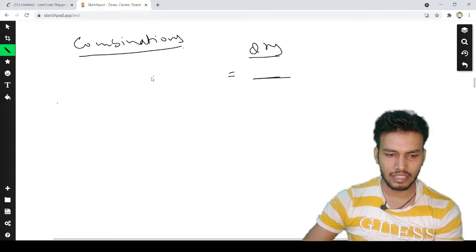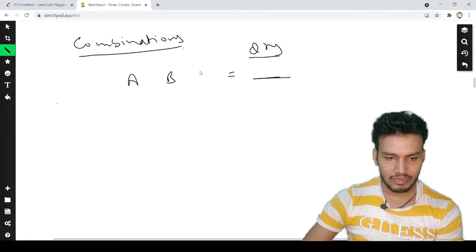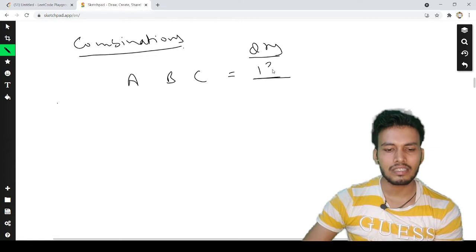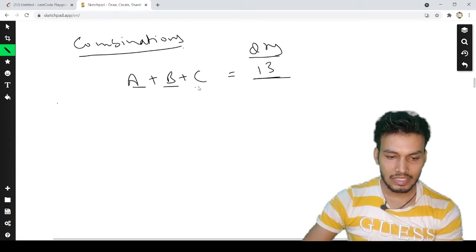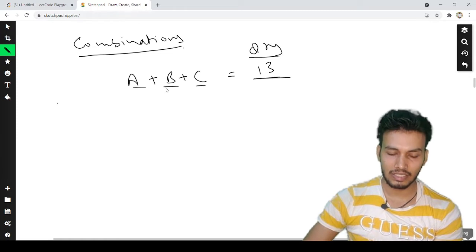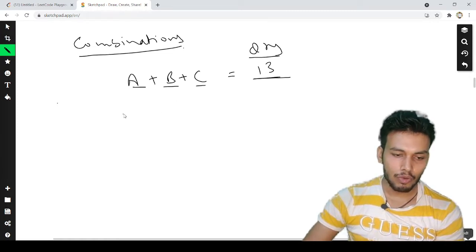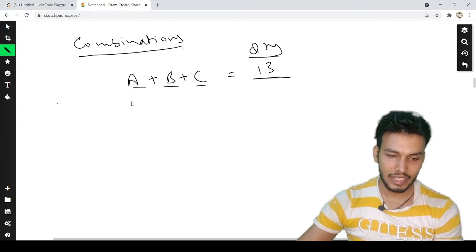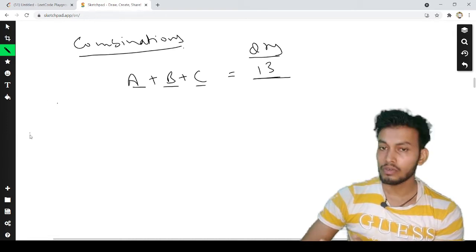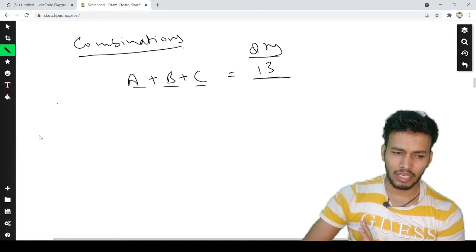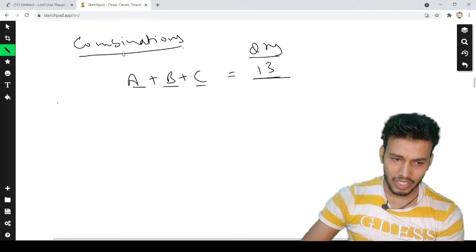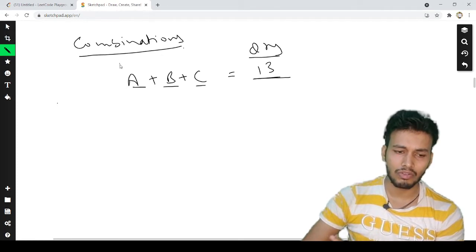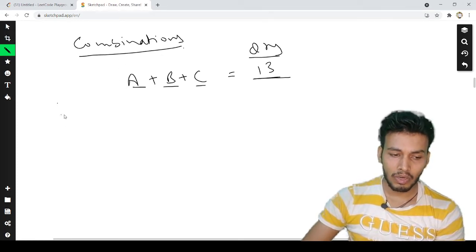Let's take an example. Let's say you have three persons A, B, C, and you have 13 chocolates. You need to distribute these 13 chocolates between these three persons. In how many ways is this possible? We are not mathematicians, so I'm not going to teach you what permutations and combinations are. We will be talking about the short tricks.